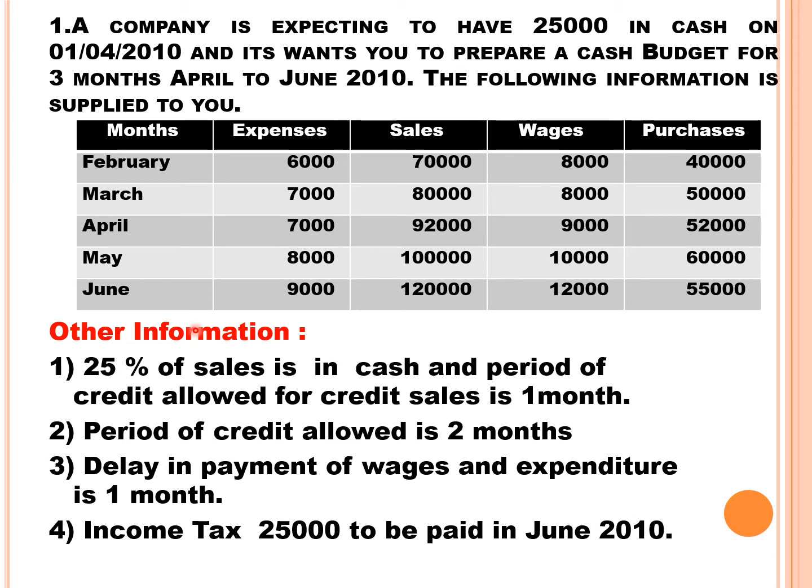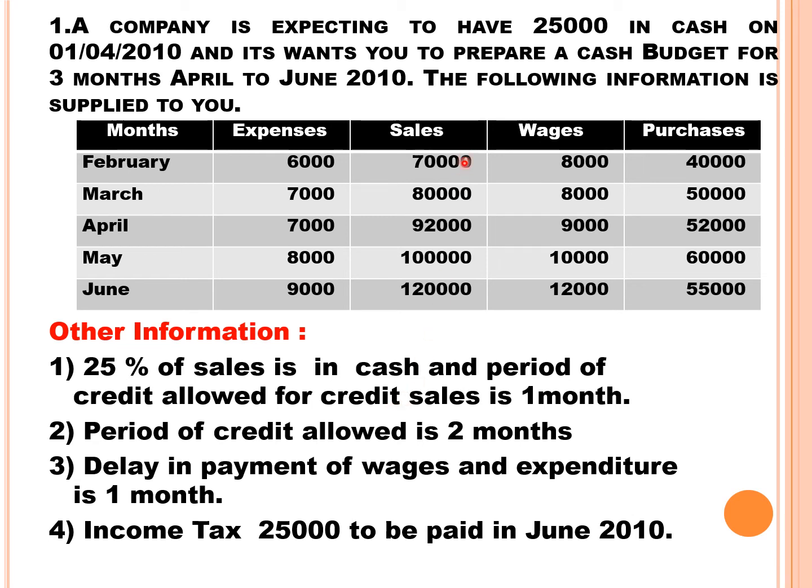Other information: 25% of sales is in cash. That means whatever the sales is, 25% is in cash. Then the remaining 75% is in the form of credit. And the period of credit allowed for credit sales is 1 month. That is, 25% is cash, then the remaining 75% is credit.